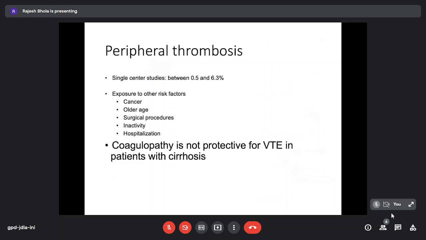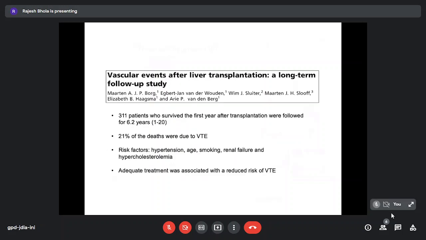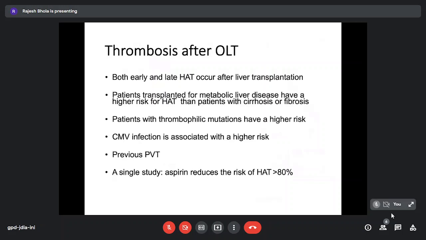The risk is increased in case of cancer, older age, surgical procedure, inactivity or hospitalization, and coagulopathy is not protective of venous thromboembolism in patients with cirrhosis. So, a study shows that vascular events after liver transplant can be seen in 12%. And if they are followed, almost 21% of the deaths in liver transplant are because of vascular thromboembolism. The risk factors involved are hypertension, age, smoking, renal failure, hypercholesterolemia, and adequate treatment is associated with a reduced risk of venous thromboembolism. Thrombosis can also happen during an orthotopic liver transplant, both early and late. Patients transplanted for metabolic disease can have an increased risk, as I have already mentioned these risk factors.